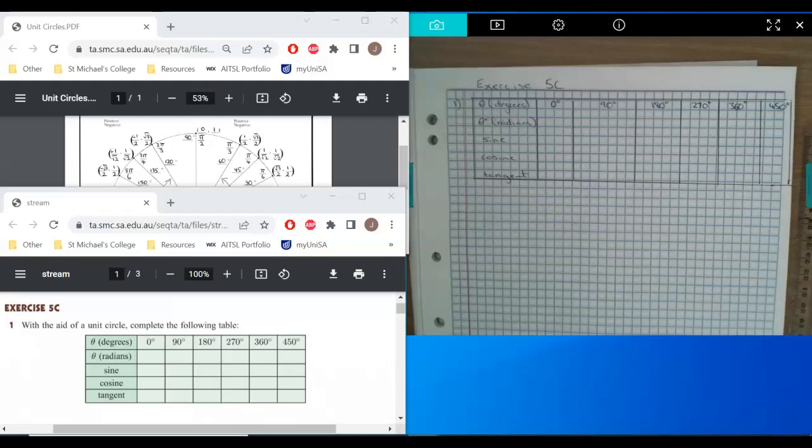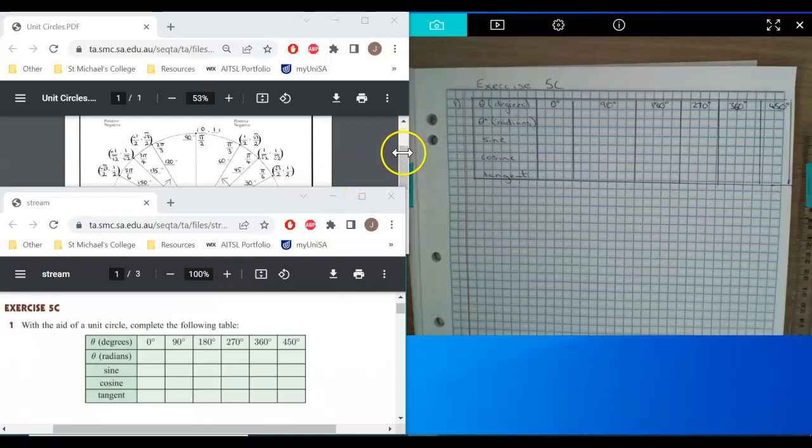Okay, so I'm going to go through question 1 of exercise 5C to kind of get you started. So let's have a look. We are asked to use the unit circle to complete the following table. By now we should be comfortable converting between radians and degrees and the other way around. And some of these angles come up over and over again, so they should start becoming second nature to you. So let's start off with our first one.